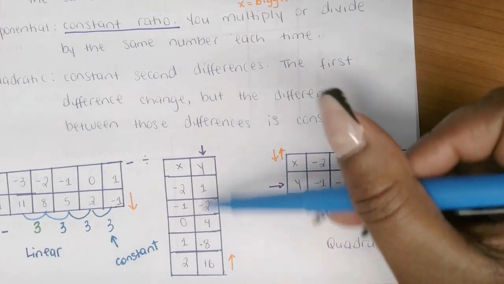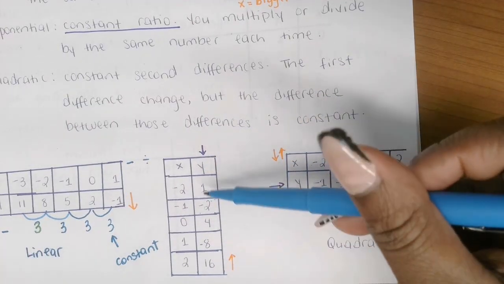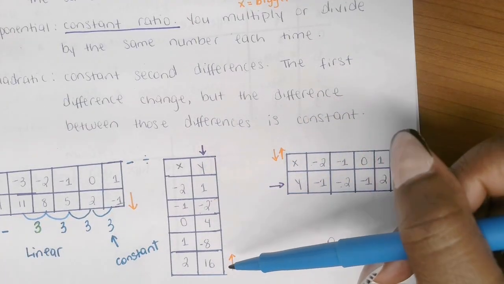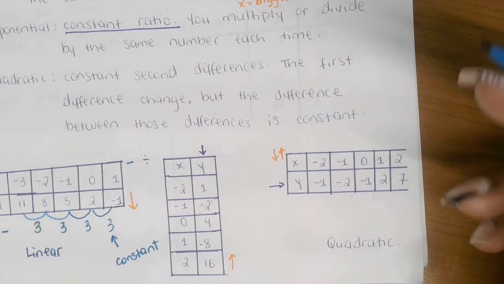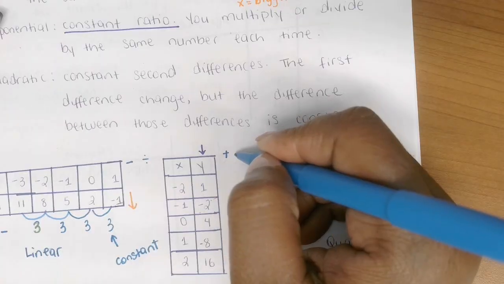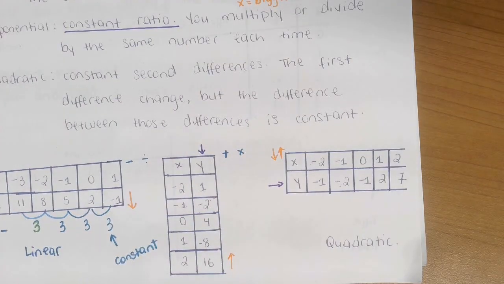Always focus on our y. We already observed and realized that the numbers seem to be increasing. So if we're increasing, it has to be plus or multiplication. We have to figure out the pattern. What is the constant number that we're increasing by?